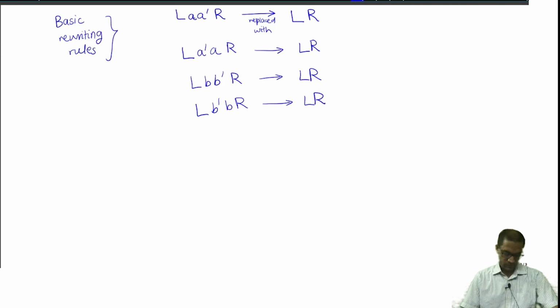So we say that the word LR is obtained from the original word L A prime R by using one of the basic rewriting rules. These are called the basic rewriting rules, and these are 4 of them. Now there are 4 more which are just the same rules in reverse. Not only are you allowed to delete an a prime or an a prime a from a word, you're also allowed to introduce that if you want. So here are 4 rules, and the other 4 are just the reverses.